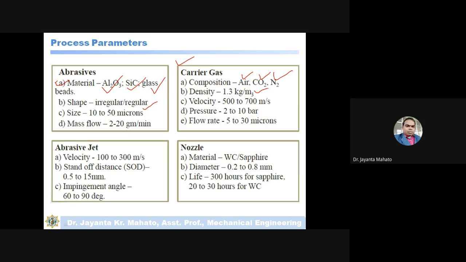Okay, what will be the density, and the velocity of the carrier gas? When I use carrier gas, what will be the velocity? Pressure can vary. Flow rate can also vary. So this carrier gas is one of the process parameters. By using different velocity, the material removal rate will be different. Suppose if the velocity is higher, then more material will be removed from the surface. If the velocity is lower, then less material will be removed. If the pressure is higher, then material will be removed easily, and the material removal rate will also be higher. If the flow rate is higher, then the material removal rate will also be higher.